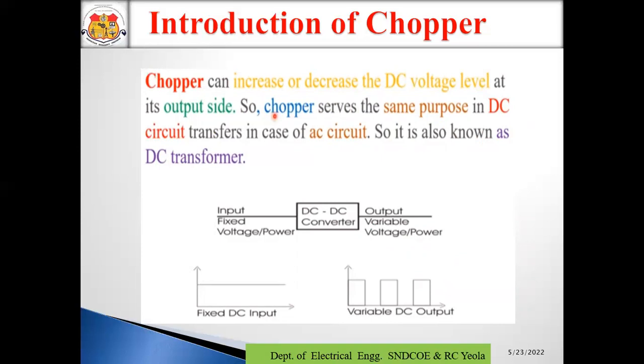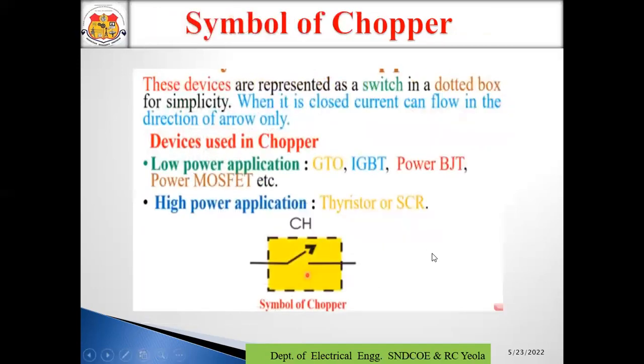In that block diagram you can see here, the main function of the chopper is that it converts fixed DC voltage to the variable output DC voltage. And this is the DC to DC converter. Also you can see in this graph, it shows the fixed DC input voltage, and on the output side we are getting the variable DC output voltage. These devices are also represented by a switch. It is represented as a switch in a dotted box for simplicity.